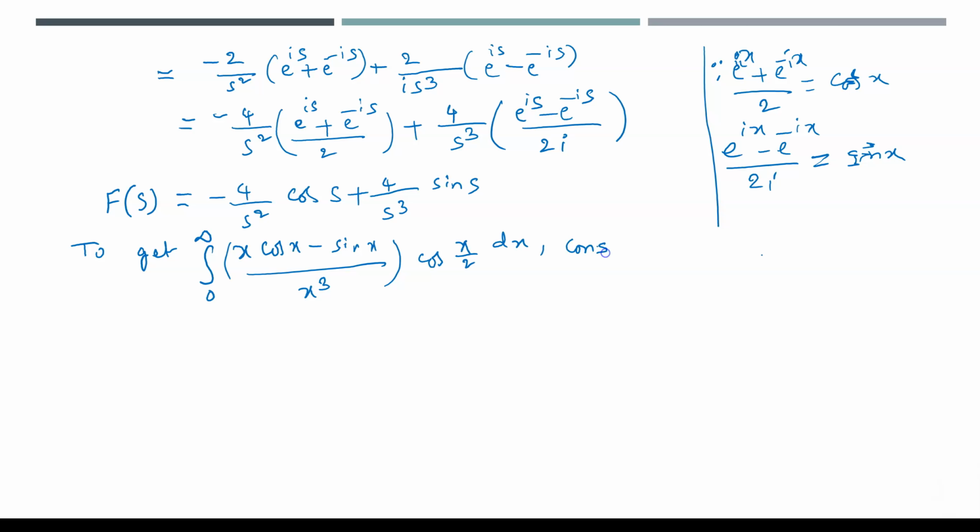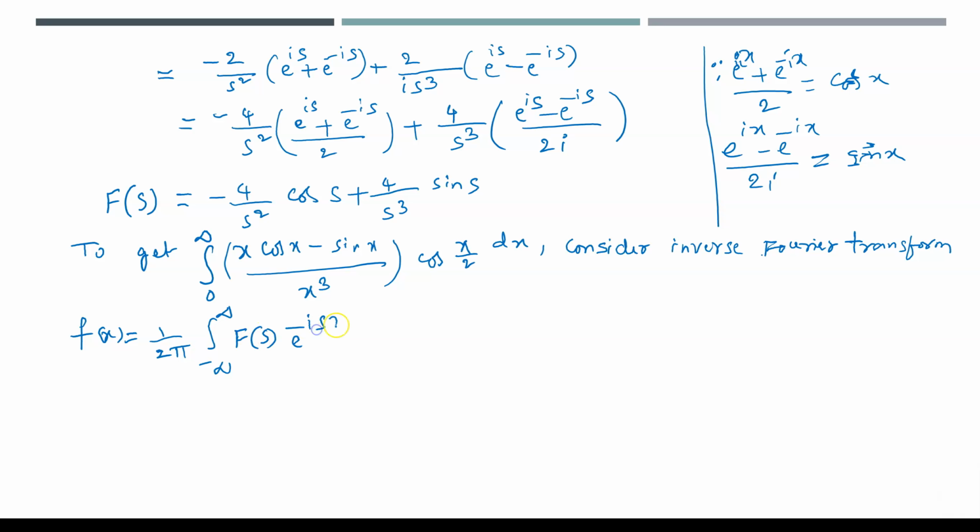Consider the inverse Fourier transform. Inverse Fourier transform: f(x) equal to 1 by 2 pi integral minus infinity to infinity F of s e power minus isx ds.